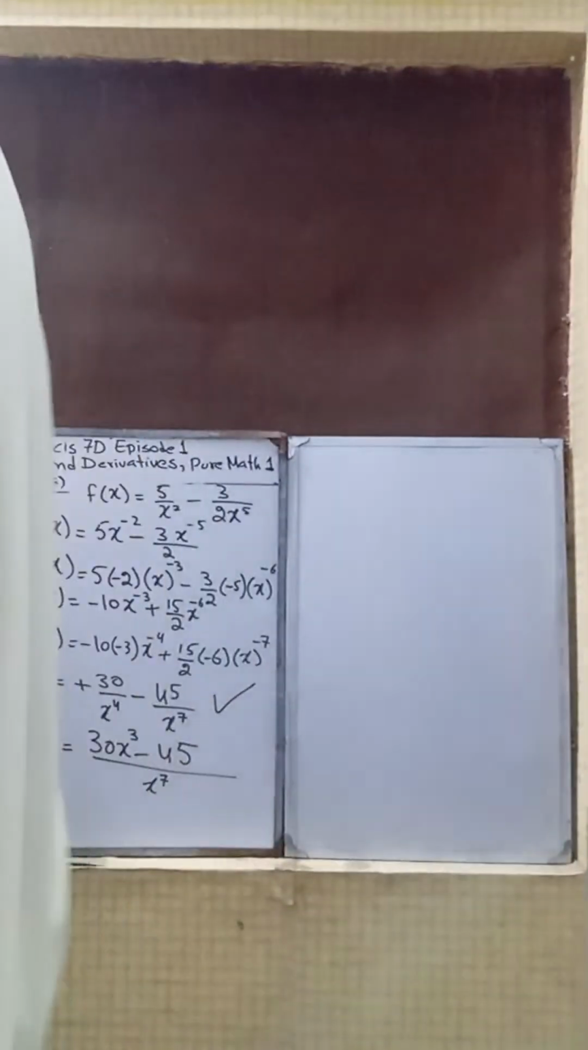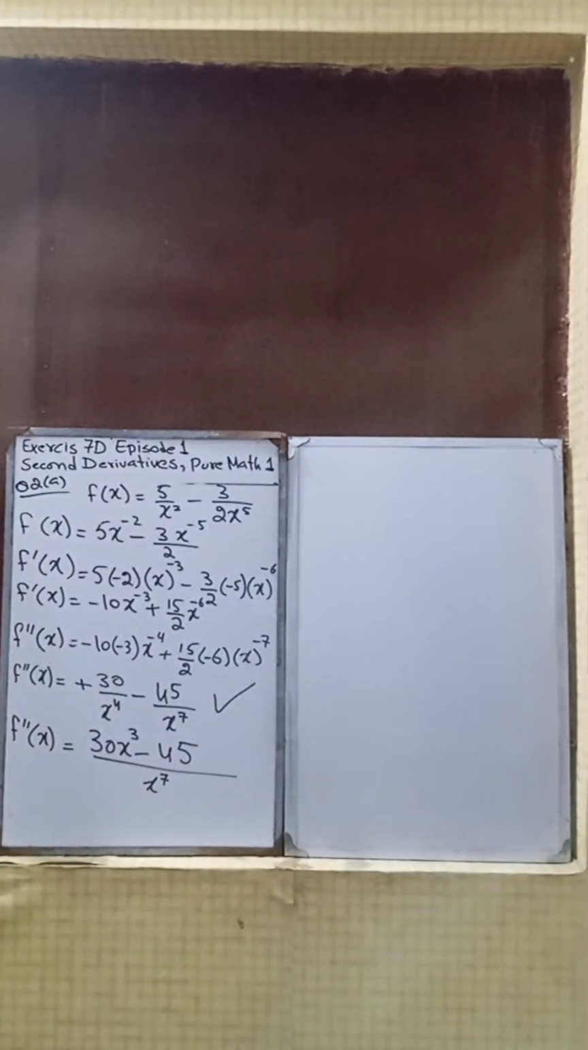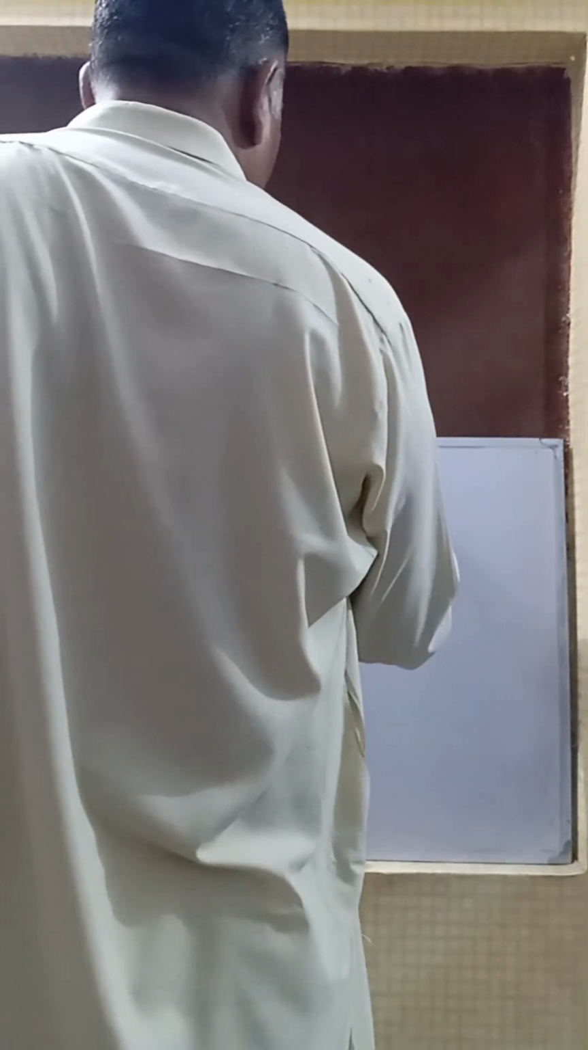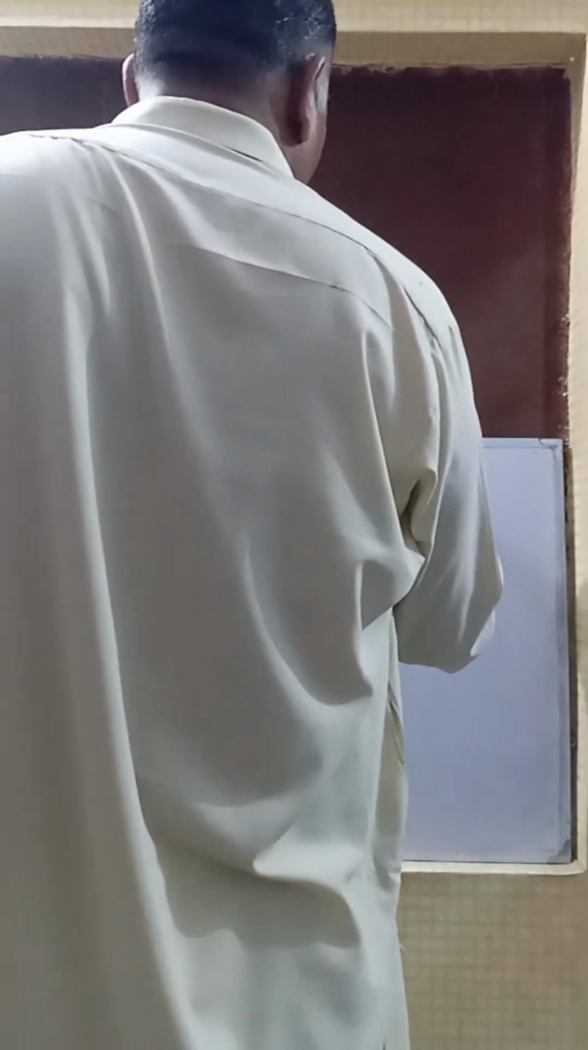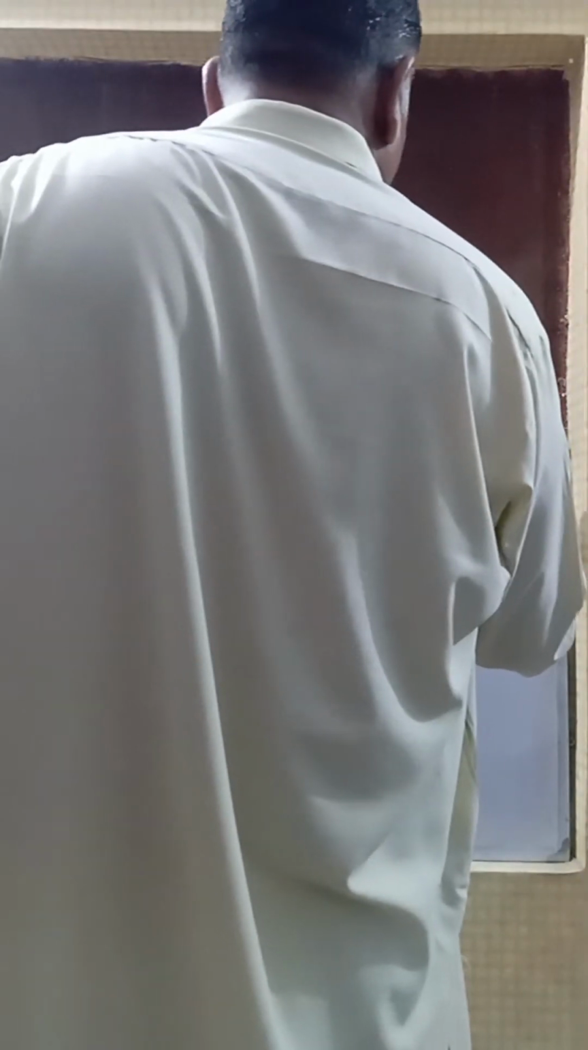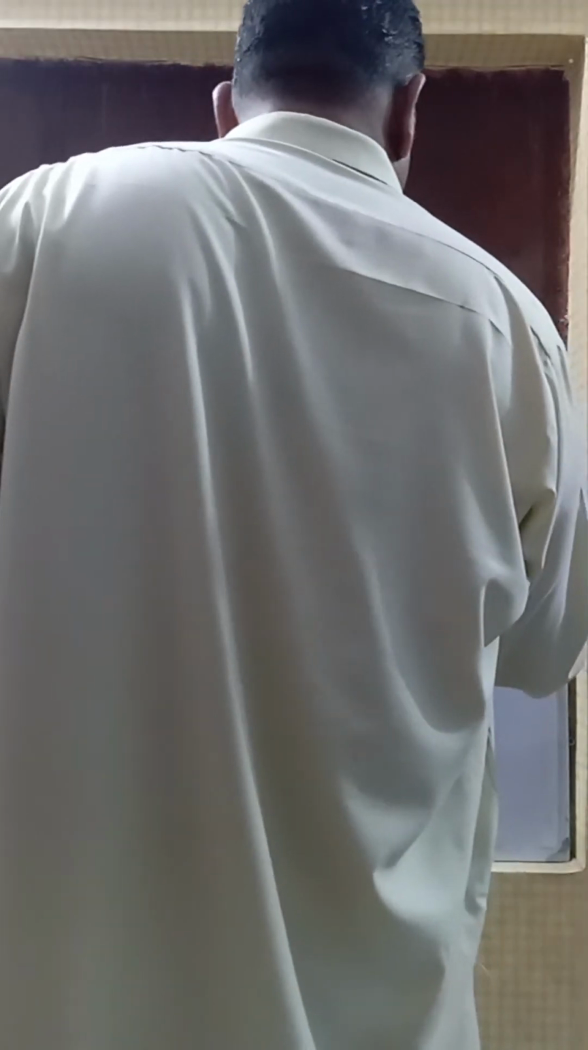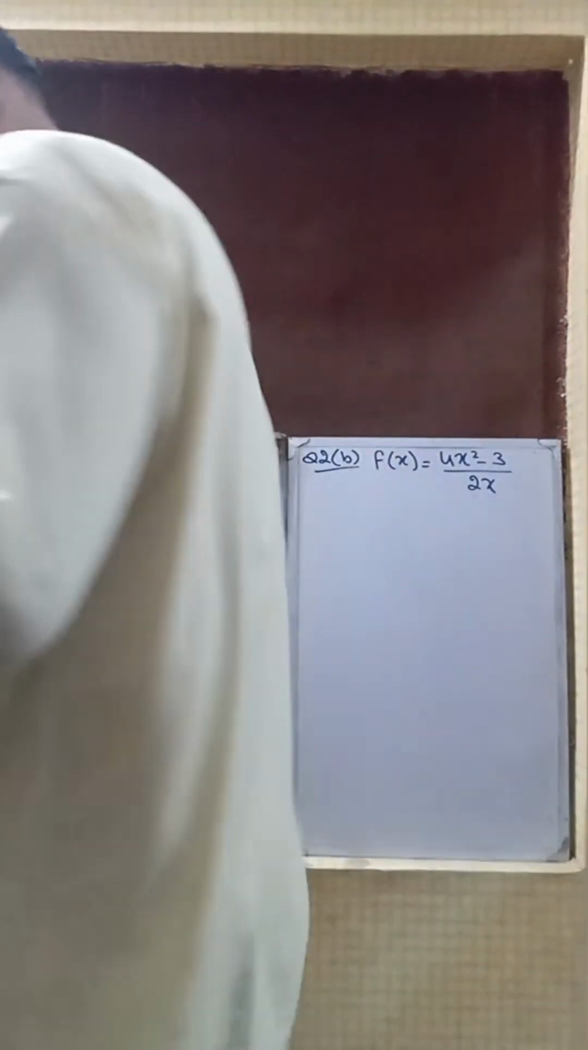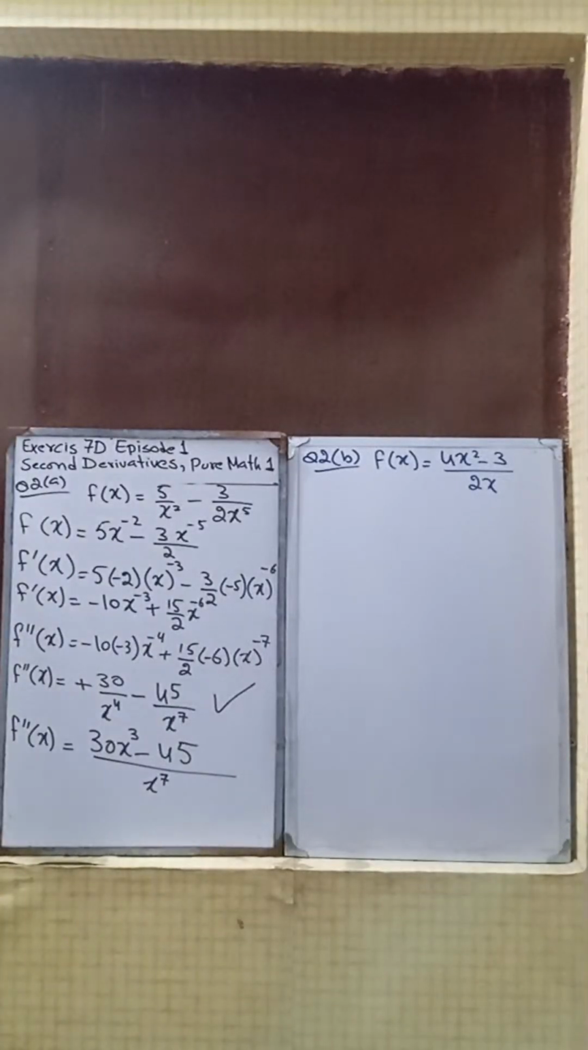And they are not representing the equation with y equals to this. Instead, they are writing f of x. So the question number 2 and its B part, they say that f of x is equals to 4x squared minus 3, divided by 2x. Okay, so this is the question. Question number 2 is B part.